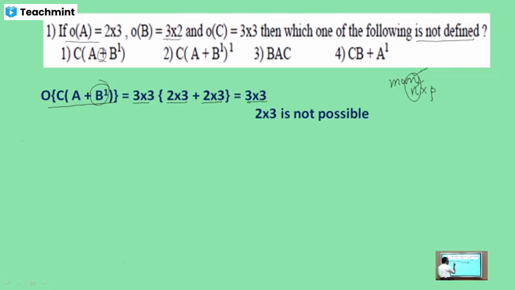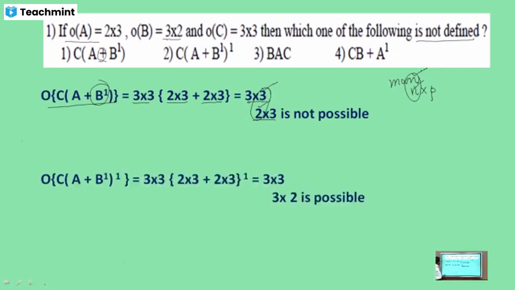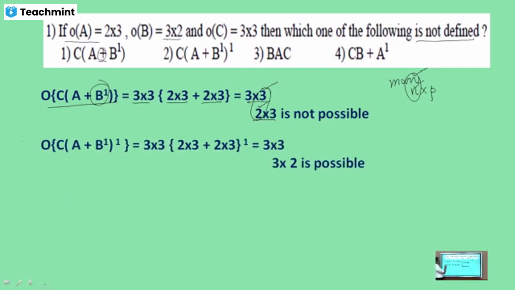The order of the matrix obtained when these two matrices A and B dash are added is 2 cross 3. Number of columns in the first matrix is not equal to number of rows in the second matrix. You are observing that it is not possible. It is not possible.